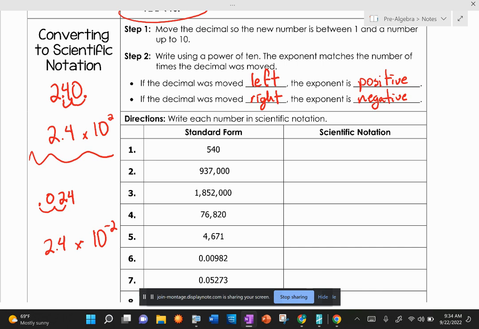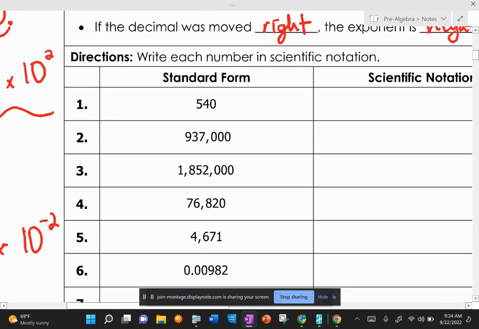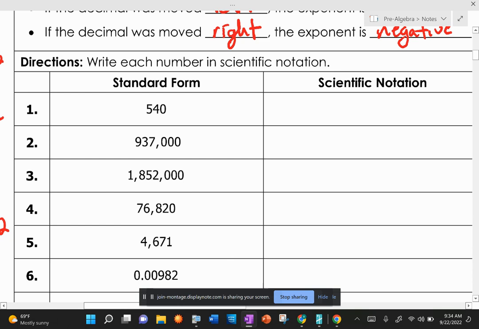So, I want to write this standard form number in scientific notation. Okay, so where's the decimal located? At the back. And how many points do we want to move it over? We want to move it over as many times as it will give us a number between 1 and 10. So that'll give us 5.4. And how many points do we move it over? Twice. Okay, so let's look at number 2.